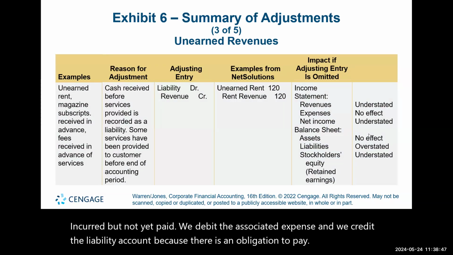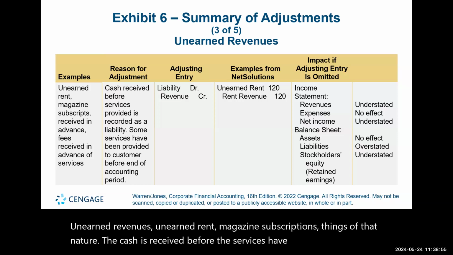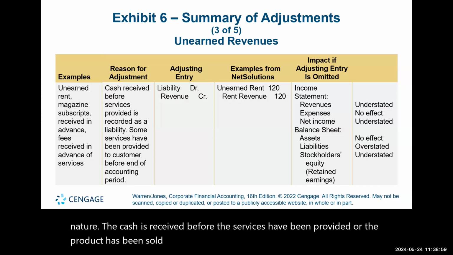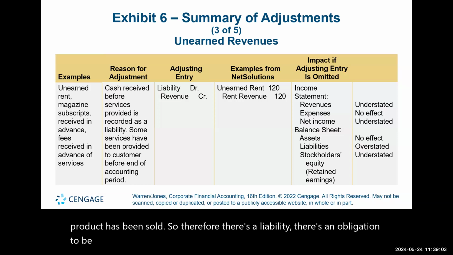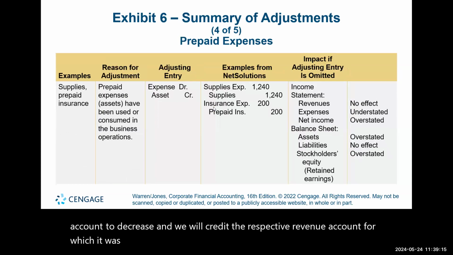Unearned revenues, unearned rent, magazine subscriptions, things of that nature. The cash is received before the services have been provided or the product has been sold. So therefore, there's a liability, there's an obligation to be able to earn it. So when it is earned, now we will debit the liability account to decrease it, and we will credit the respective revenue account for which it was earned.